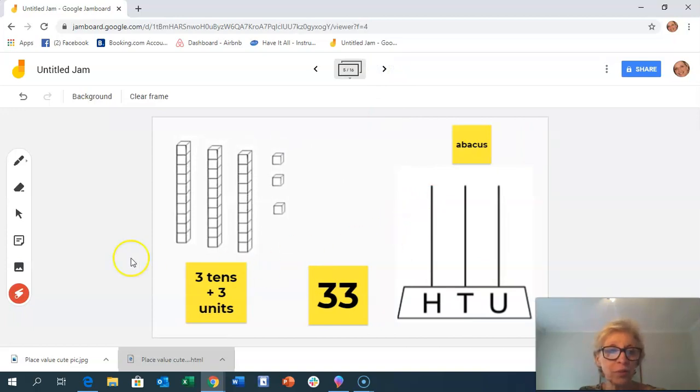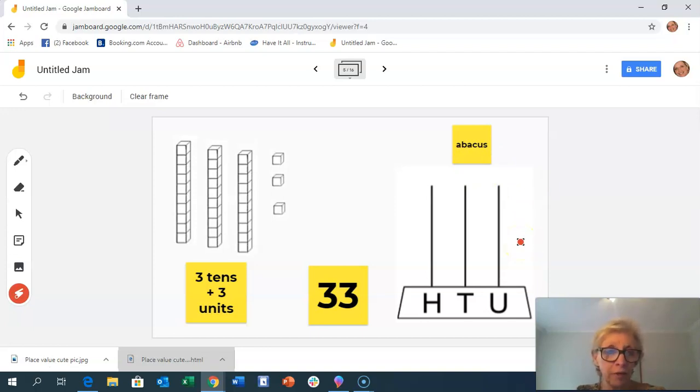Okay, we also use what we call an Abacus, grade 3. And normally in the old days, they would have little beads that they'd pop onto these little metal sticks or skewers. And it's called an Abacus. And it's very, very useful to use as well.